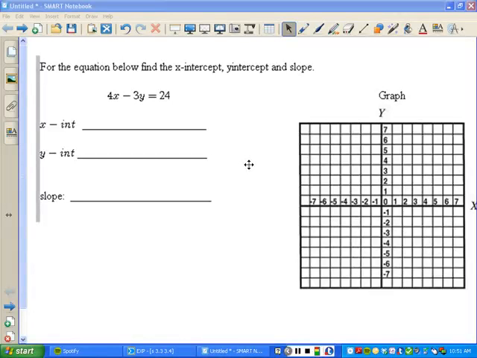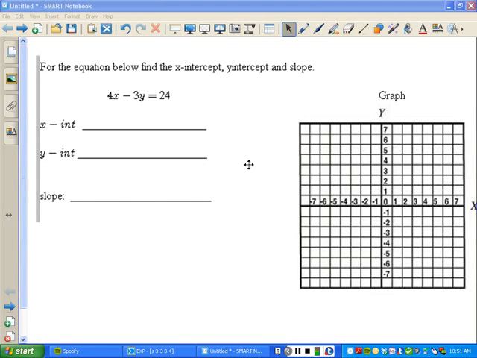Alright, so here we are working some examples from 3.2 and 3.3. The x and y intercept are section 3.2, the slope is section 3.3. No, excuse me, I'm sorry. The x and y intercepts are section 3.1, the slope is section 3.2. Okay? So I apologize for that.